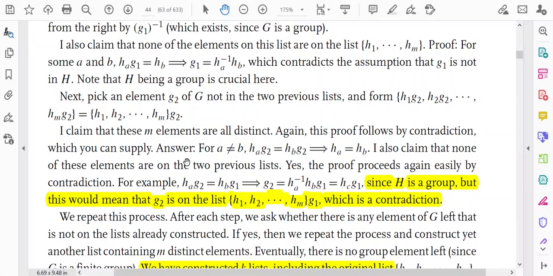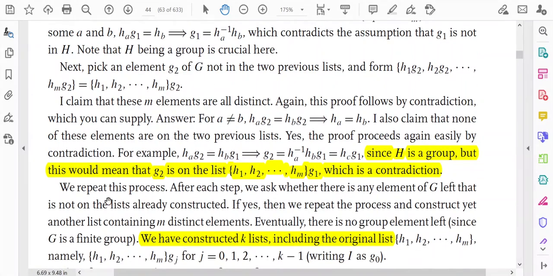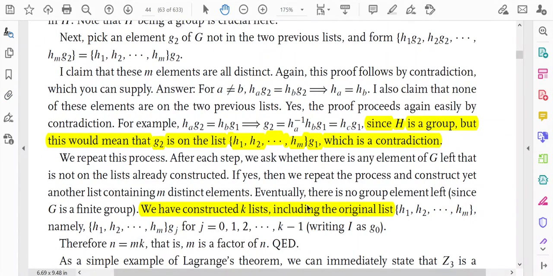So the list that we have generated last time, those elements should not be common to the two previous lists. So we repeat this process, and after each step we ask whether there is an element of capital G left that is not on the lists already constructed, and if an element is left, then we again repeat the process and construct yet another list containing small m distinct elements. So we go on repeating. Eventually there is no group element left, since G is a finite group.